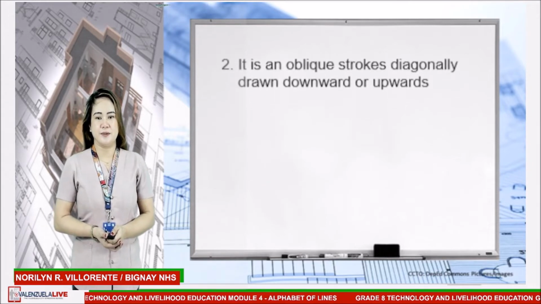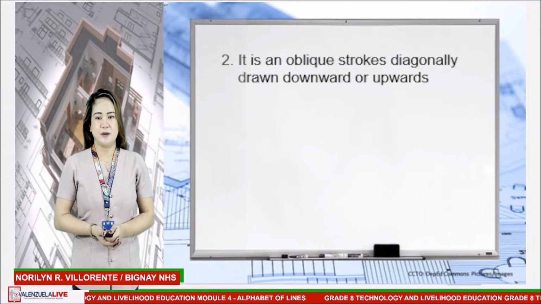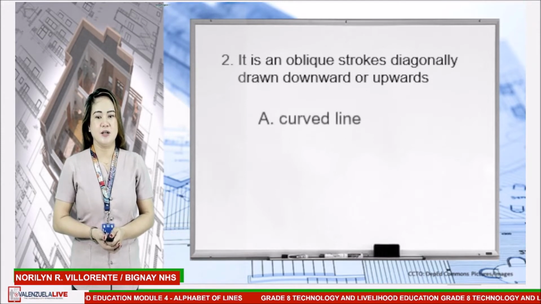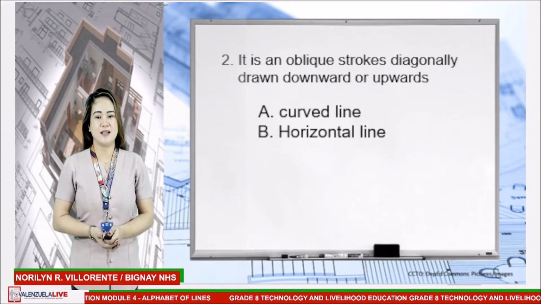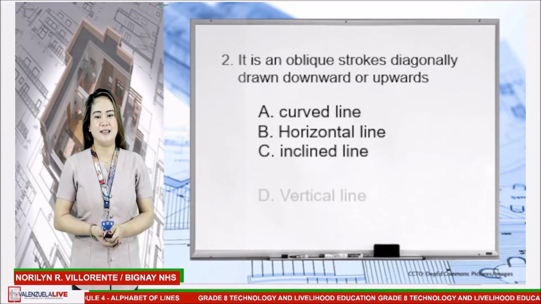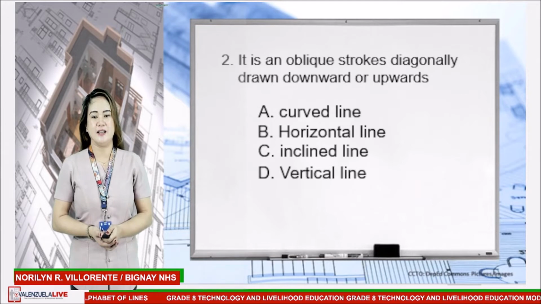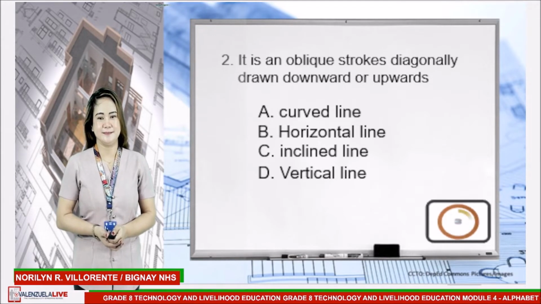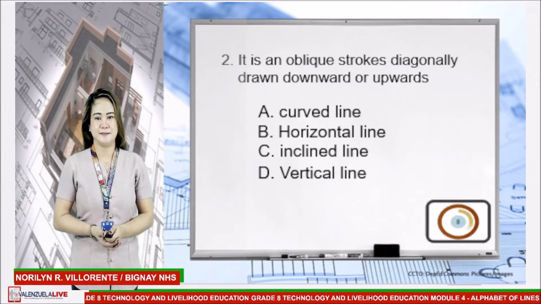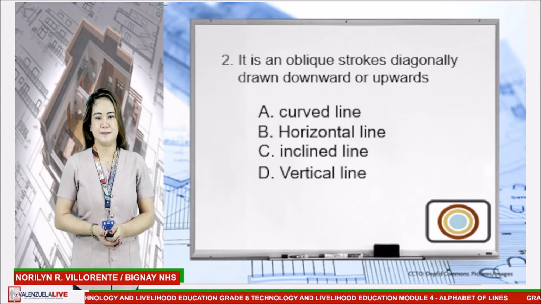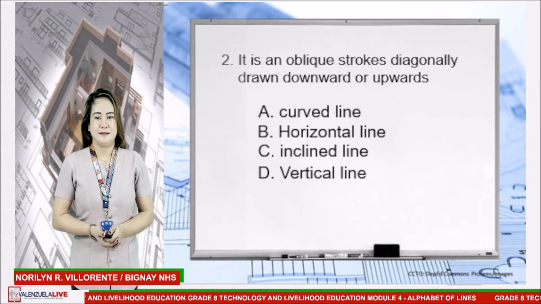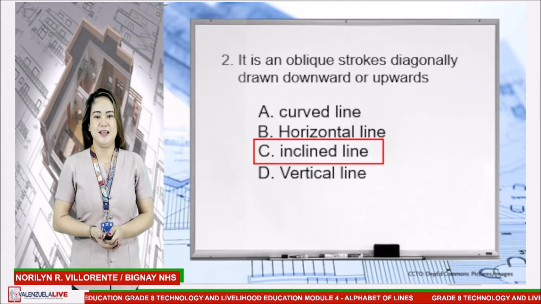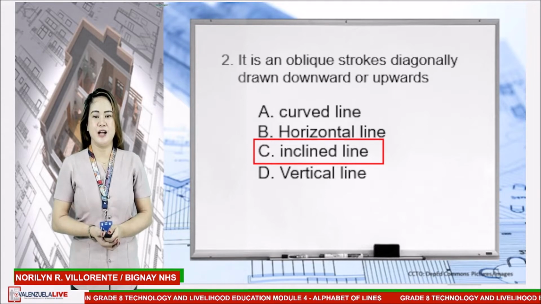Number 2. It is an oblique strokes diagonally drawn downward or upwards. A. Curved line. B. Horizontal line. C. Inclined line. D. Vertical line. Your timer starts now. Time is up. The correct answer is letter C, inclined line. Good job, class.